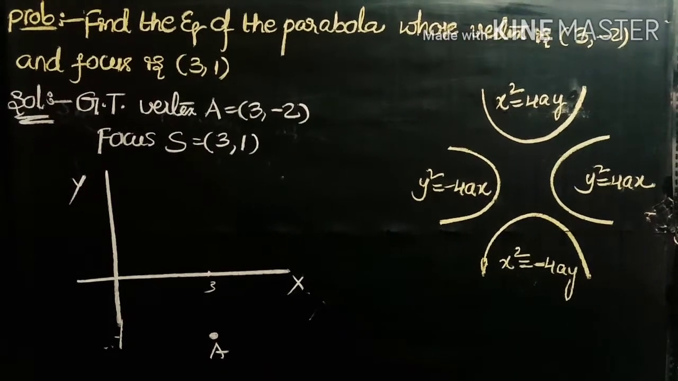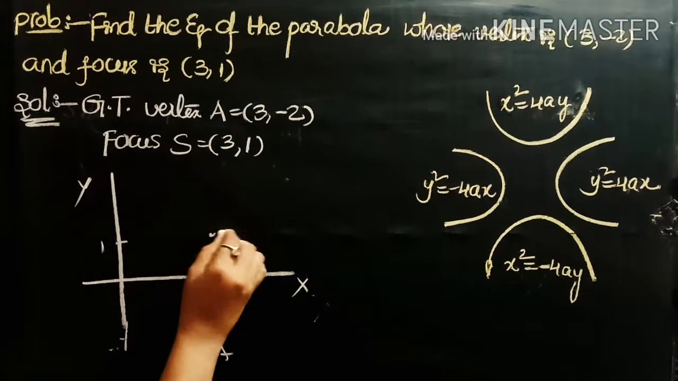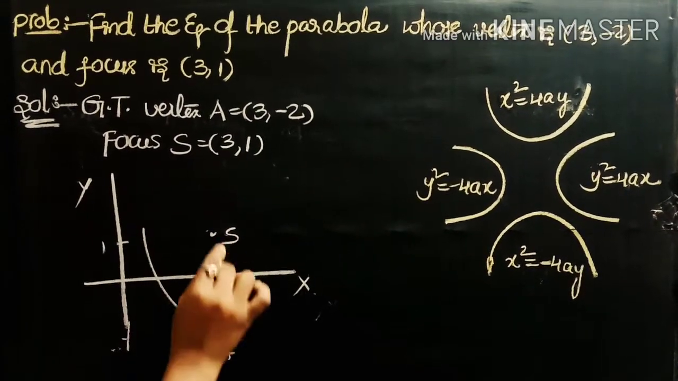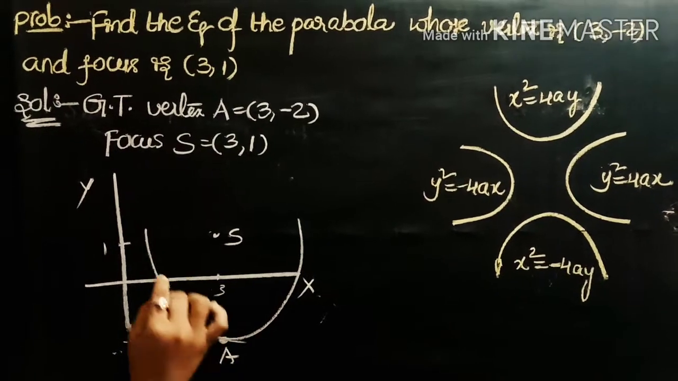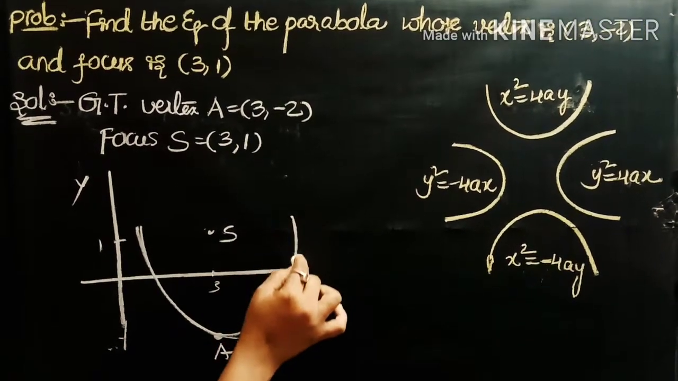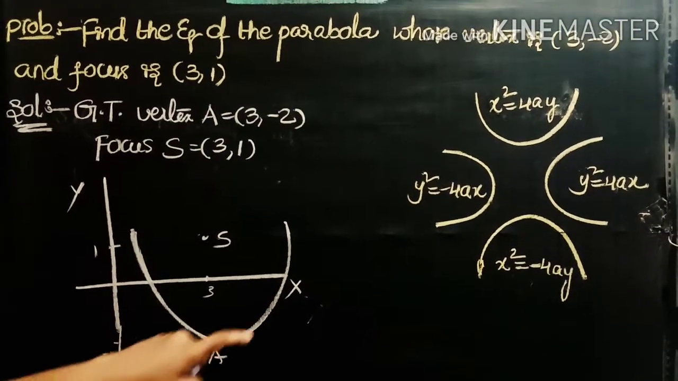And focus S is equal to (3, 1). This is 3, this is 1. So this is the focus. Now always the focus lies inside of the parabola. So we draw the parabola like that. This is the shape of the parabola from the given data. This is in the form of U.